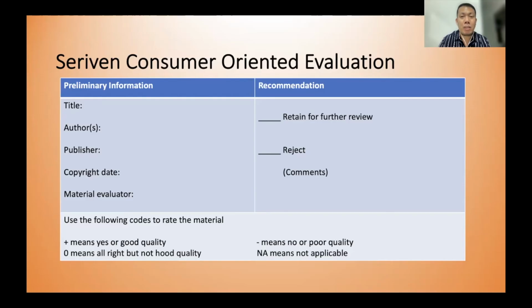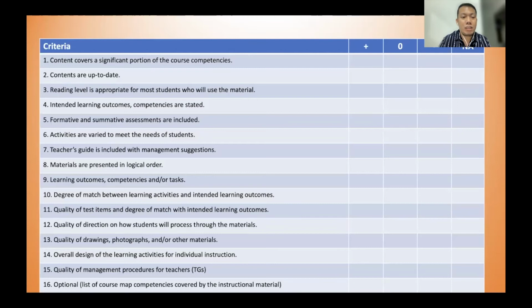So use the following codes to rate the material. If it is positive, it means yes or good quality. If it is negative or minus sign, it means no or poor quality. Zero means all right but not good quality, and NA means that it is not applicable. So this is the checklist in order for you to follow the Scriven evaluation model. Okay, so for example, contents are up to date, is it plus, zero, and so on. All right, so this is very applicable in evaluating the textbook that you will be using and those textbooks that will be used by your students.